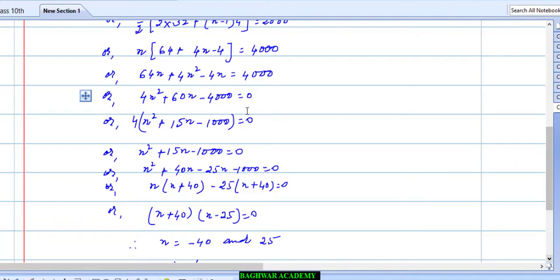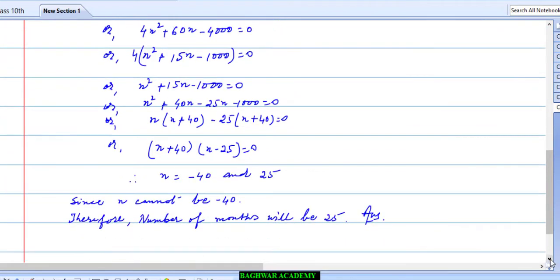We can take 4 out common, so that we will get n square plus 15n minus 1000 is equal to 0. Now we need to factorize this. The middle term we have is 15n, so we can write 40n minus 25n. Otherwise you can use the quadratic formula, D is equal to b square minus 4ac, and then x can be found out. Otherwise, if you know the factorization method, it can be factorized.